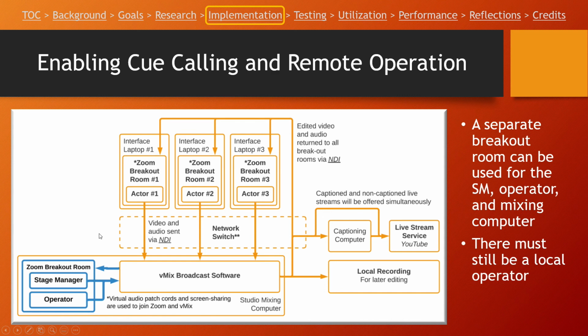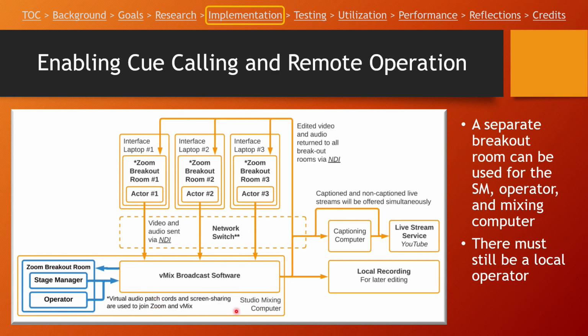And the answer that we pursued was the idea of essentially letting the mixing computer that's running the broadcast software participate in the same Zoom call and join its own Zoom breakout room with the stage manager and then the operator. And then what we would do is share the vMix screen with the participants of the breakout room, and also use virtual audio patch cords to route sound between vMix and Zoom, so that the stage manager and operator could hear things from vMix and also talk to people through vMix. So this is how we proposed to set up our remote operation.